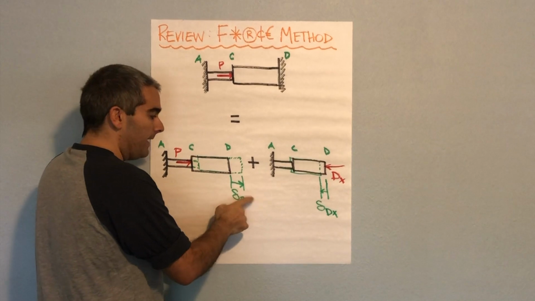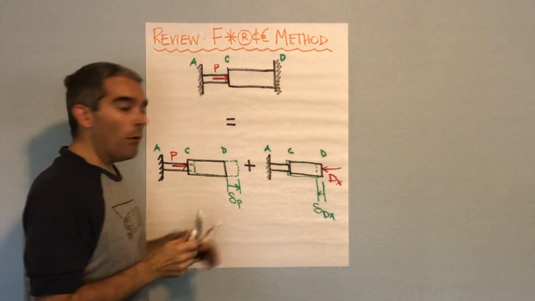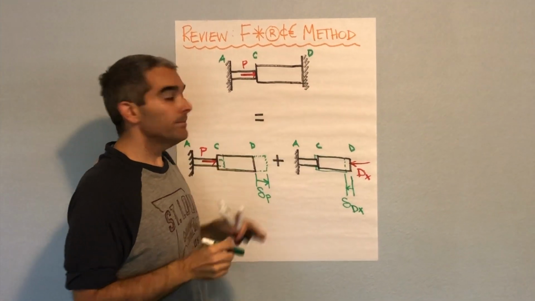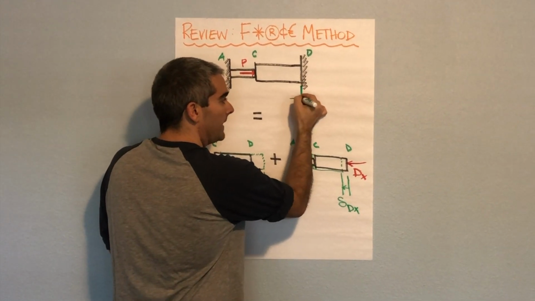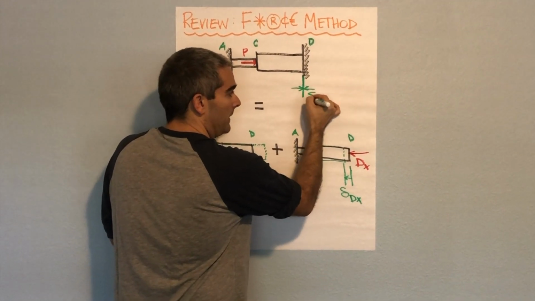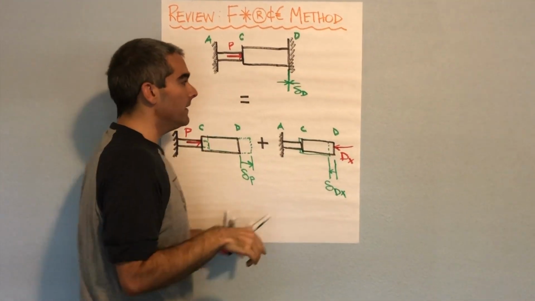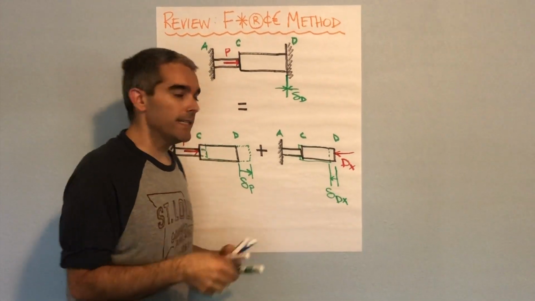And I can then add these two together to get back to my original deflection. Now, what was my original deflection at point D? Hopefully you said 0, because the bar was in contact at point D. As we see in our example, we're going to have a little bit of a gap here, so delta D could be some real number, some real distance.